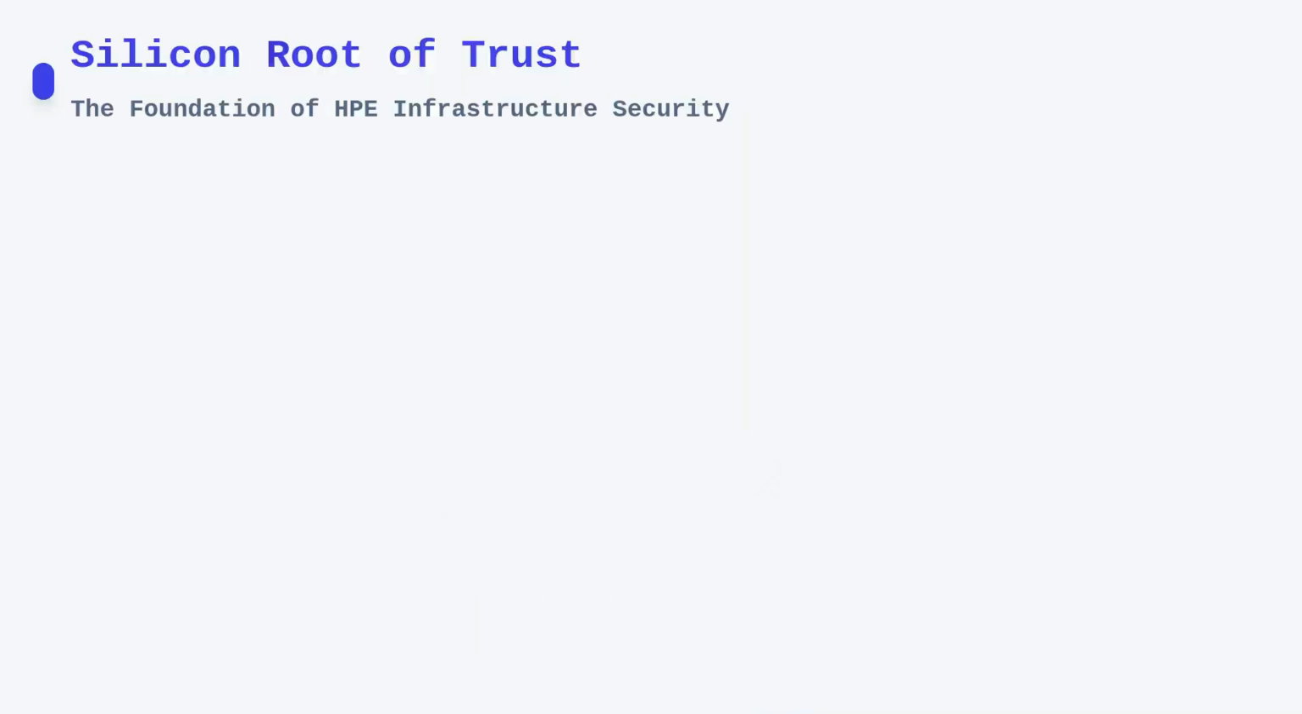Welcome to this exploration of the Silicon Root of Trust, a fundamental security paradigm within the HPE server ecosystem. In this chapter, we will dissect the architectural mechanics that ensure our infrastructure remains immutable and trustworthy from the moment of power on.